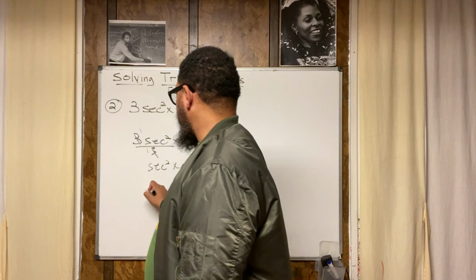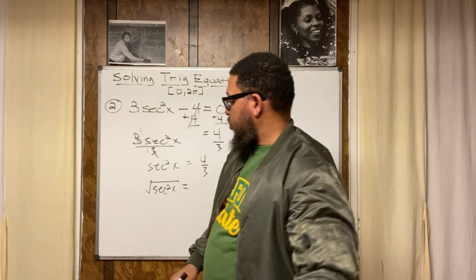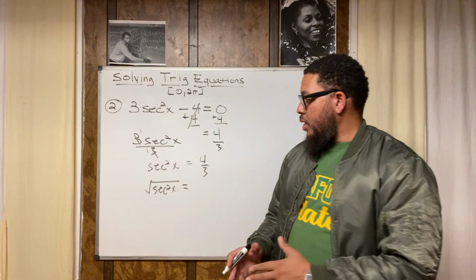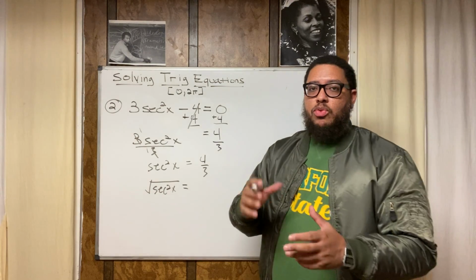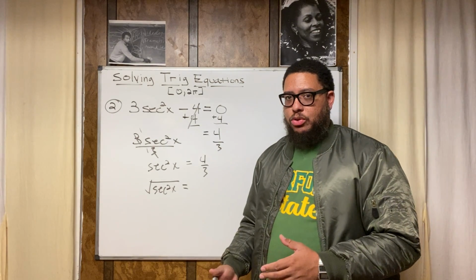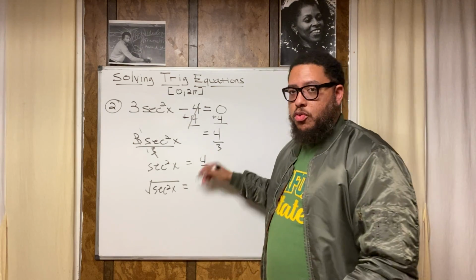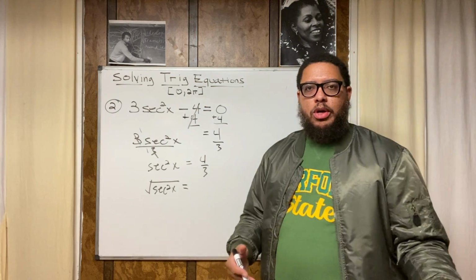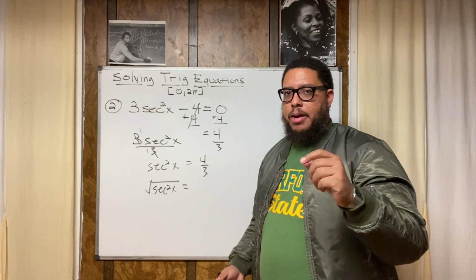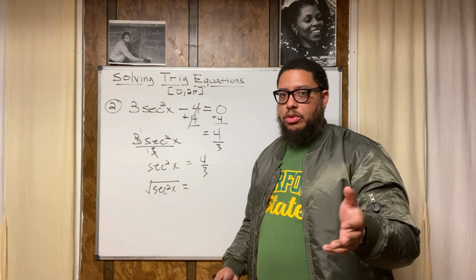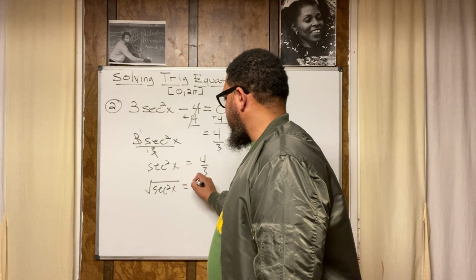All right, so I'm going to rewrite it as secant squared of x is equal to, now be careful, whenever you take the square root of both sides of an equation, you need to account for the fact that you will have a positive and a negative value on the other side of the equal sign. So I can't just say square root of 4/3. If you remember doing work with the quadratic formula, how the quadratic formula has that plus or minus symbol on it, because there's a positive value and a negative value, we do the same thing here because we're taking the square root of both sides. So I put the plus or minus sign.